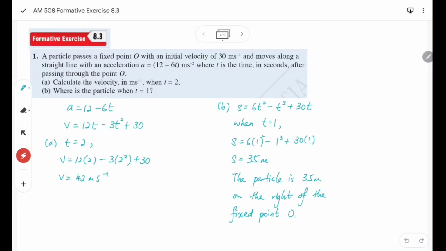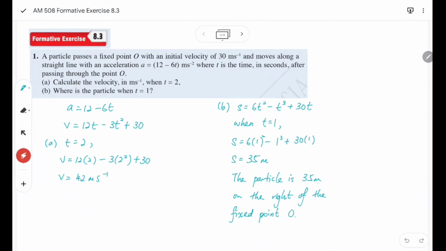Number 1. A particle passes a fixed point O with an initial velocity of 30 meters per second and moves along a straight line with an acceleration a equals 12 minus 6t meters per second squared, where t is the time in seconds after passing through the point O. A. Calculate the velocity in meters per second when t equals 2.